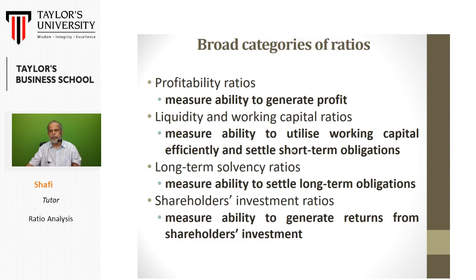Next, we will look at the broad categories of ratios. Basically, there are four broad categories of ratios. The first category of ratio, which is commonly used, is what we call profitability ratios. So what do these ratios measure? They measure the ability of the company to generate profit. Later on, we will go into more detail about the makeup of these profitability ratios. So the most important thing to keep in mind is that profitability ratios measure the ability to generate profit.